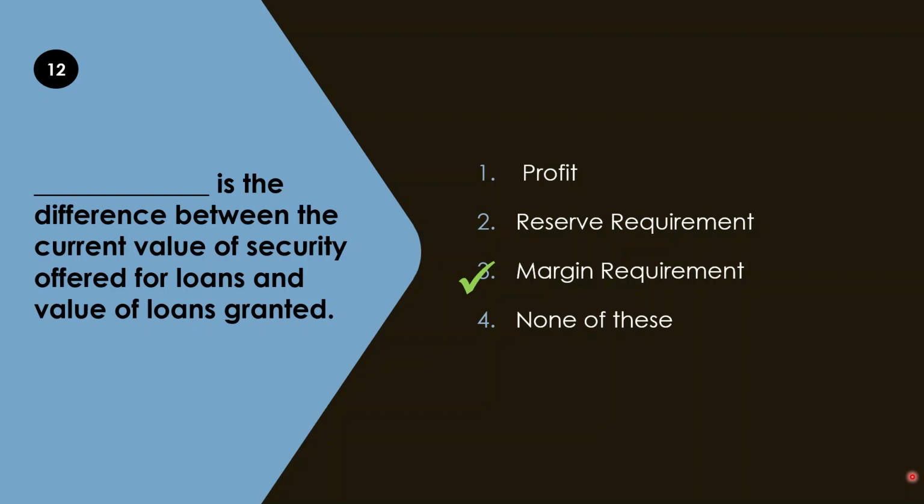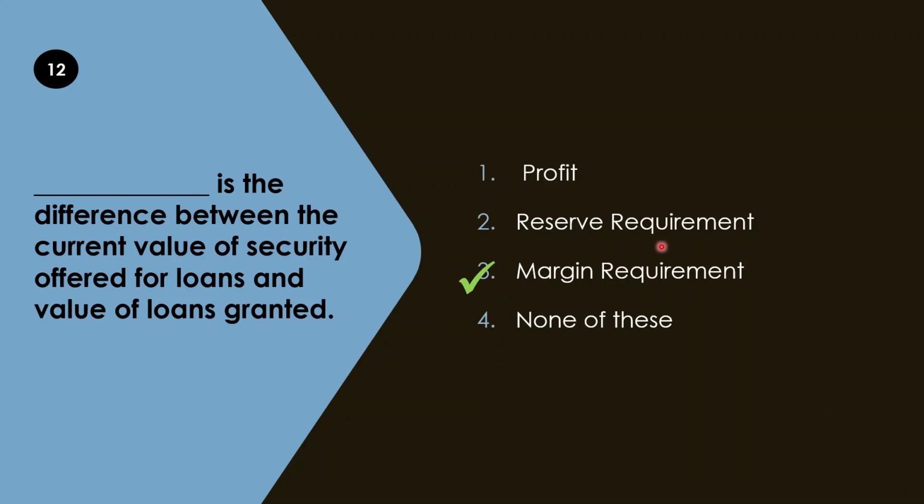It's a risk management tool used by banks to ensure that they are protected from fluctuations in the value of the collateral security, what the borrower is giving them. Now, why are the other options incorrect? You should also rule those out. Profit refers to earning after cost. It's not the difference between collateral value and loan amount.